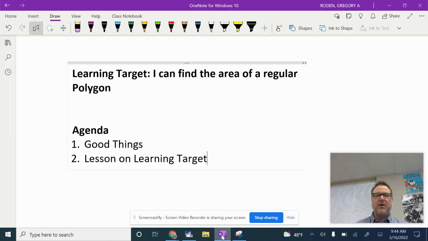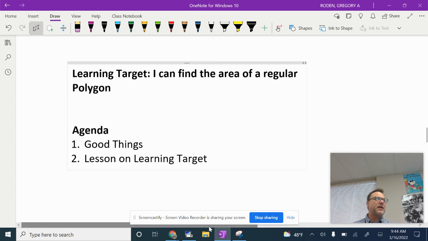All right, so our learning target today is to find the area of regular polygons, and we've been doing that over the last day or two.